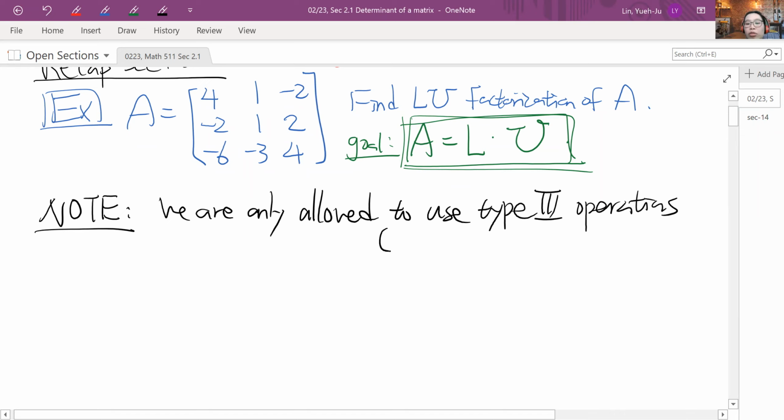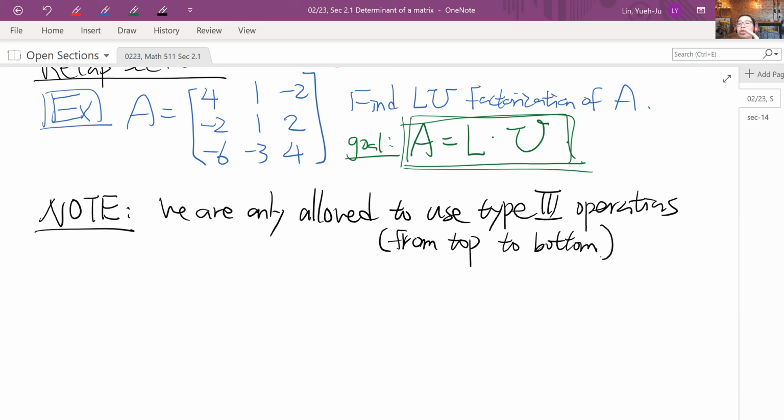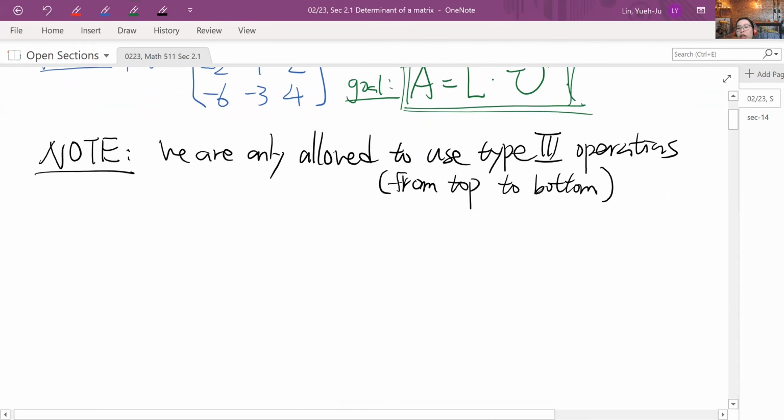And I want to add a remark: not only just type 3, you also want to do top to bottom, in the sense that if you want to add a multiple of one row to another, you want to do it from upper row to bottom row, not the other way around, because you want to keep L to be a lower triangular matrix.